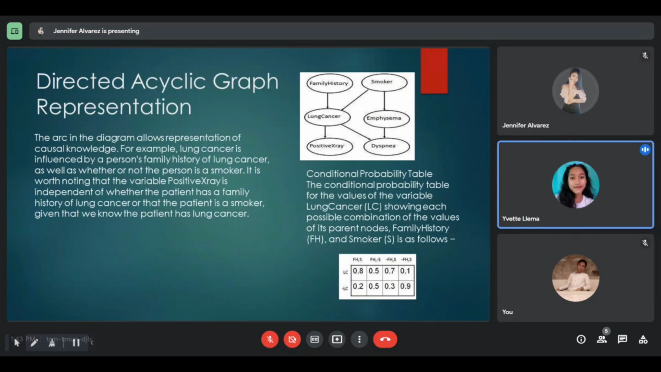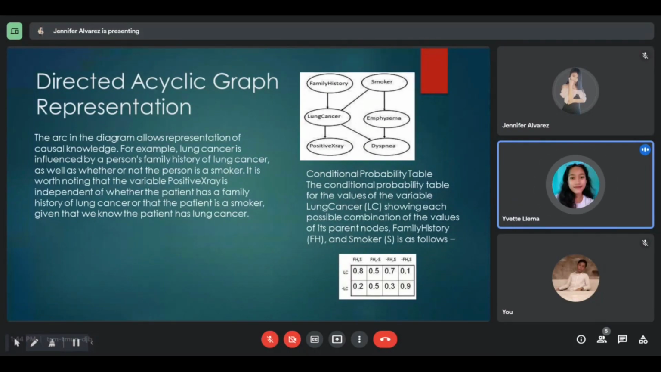We have here the representation of a directed acyclic graph. The arcs in the diagram allow representation of causal knowledge. For example, here, lung cancer is influenced by a person's family history of lung cancer, as well as whether or not the person is a smoker. It is worth noting that the variable positive X-ray is independent of whether the patient has a family history of lung cancer or that the patient is a smoker, given that we know the patient has lung cancer.